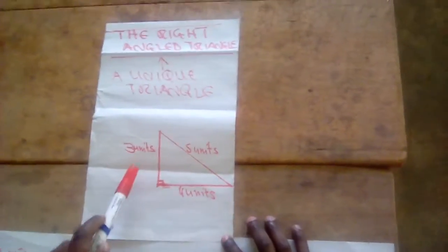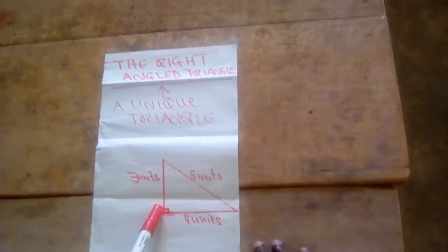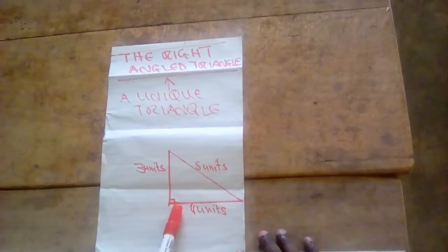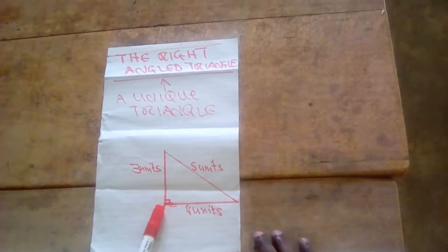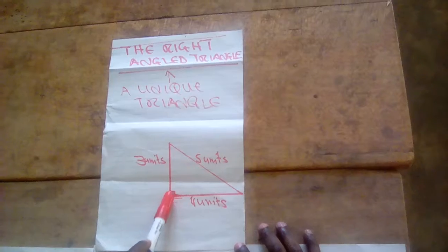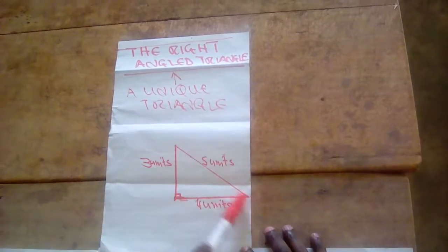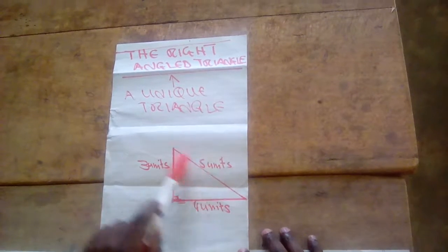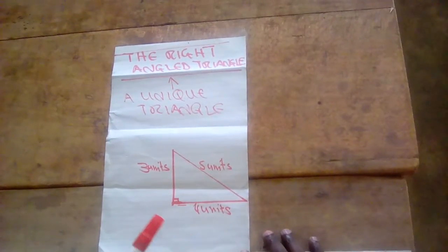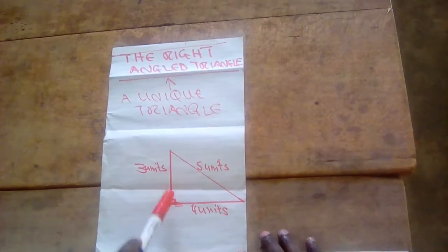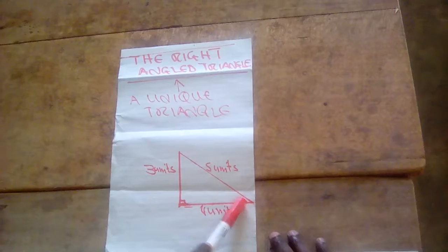It is a right-angled triangle having this angle here of 90 degrees, and these two sides are the adjacent sides because they make this 90-degree angle. This is the hypotenuse side. The hypotenuse side is actually the side which is opposite the 90-degree angle. The length of this side here is 3 units, here it is 4 units, and this is 5 units.